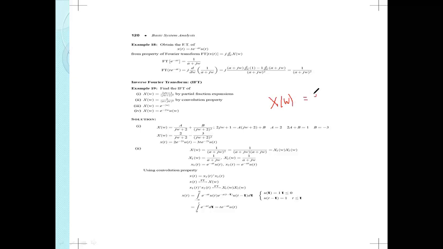The first one we got by using the partial fraction expansion method. The second one also we got by using the convolution property. And you see the third one: e power minus magnitude of omega. You know e power minus a magnitude of t. Same thing here, the given x of omega is e power minus the magnitude of omega, there is no j here, only the magnitude of omega.